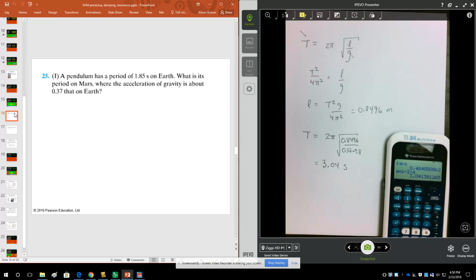So on Earth, where gravity is stronger, 1.85 seconds. On Mars, where gravity is weaker, 3.04 seconds. Oh yeah, I totally see. This should have been a ratio. Could have, should have, would have.